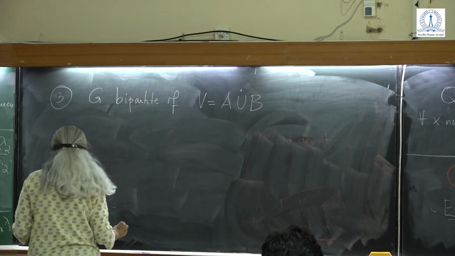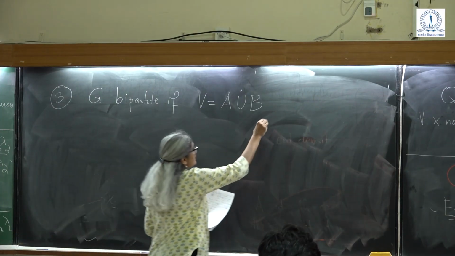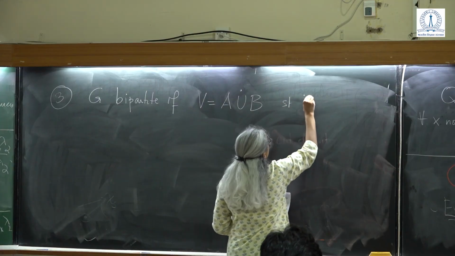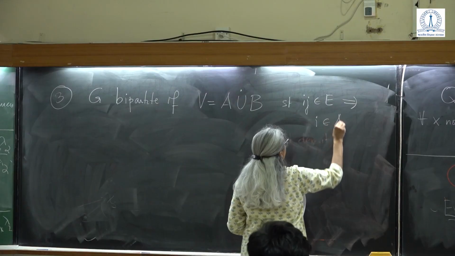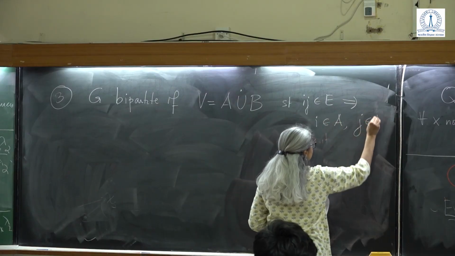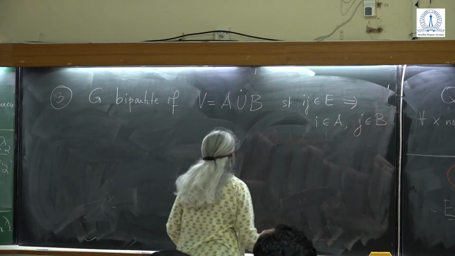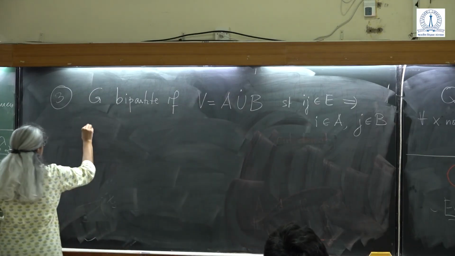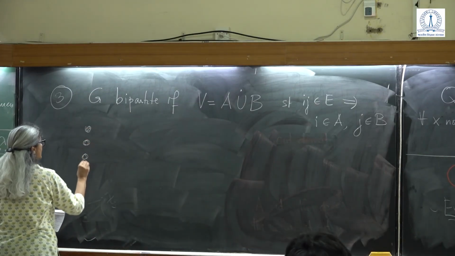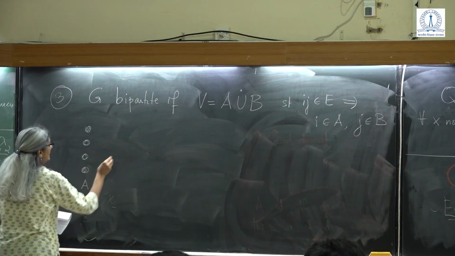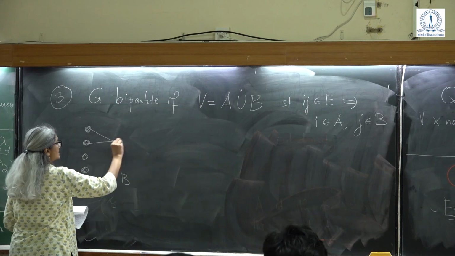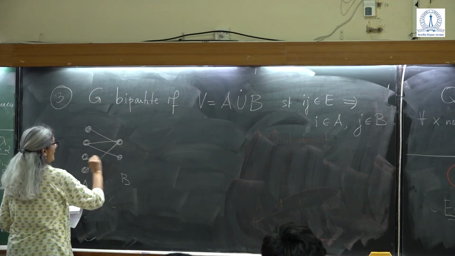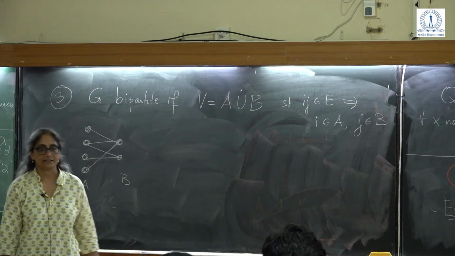So our graph looks like such that ij in E implies that i is in A and j is in B. Okay? So a typical picture of a bipartite graph will be, here are some vertices and here are some other vertices, and the only edges you see go across. Okay? That's a bipartite graph.